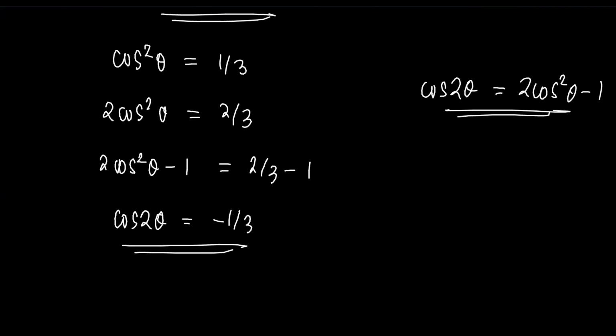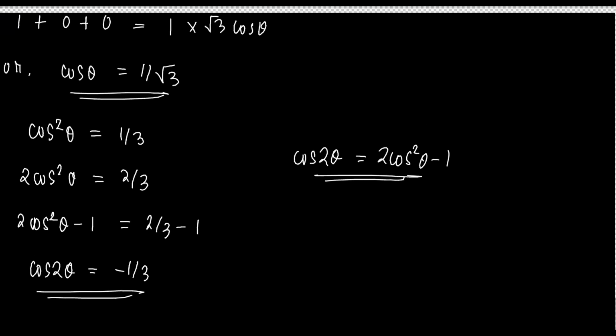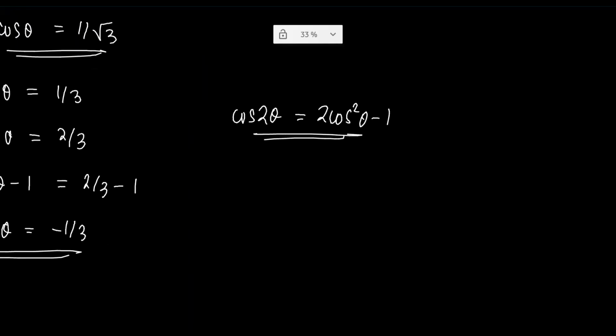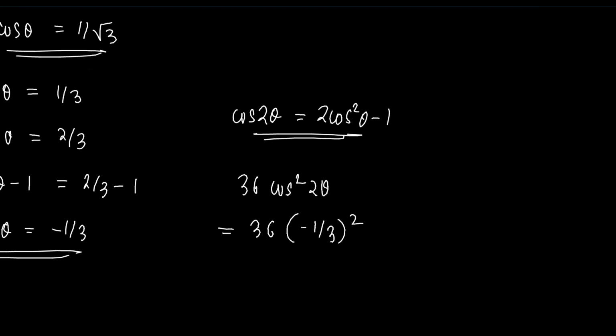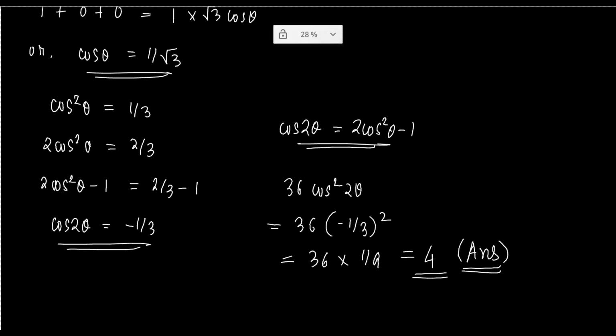Now we have all the information. We can simply put the value and get the final answer. We have to find 36 cos square 2 theta. So it will be 36 into minus 1 by 3 whole square. So 36 into 1 by 9, which is equal to 4. This is the final answer. So the answer to this question is 4.